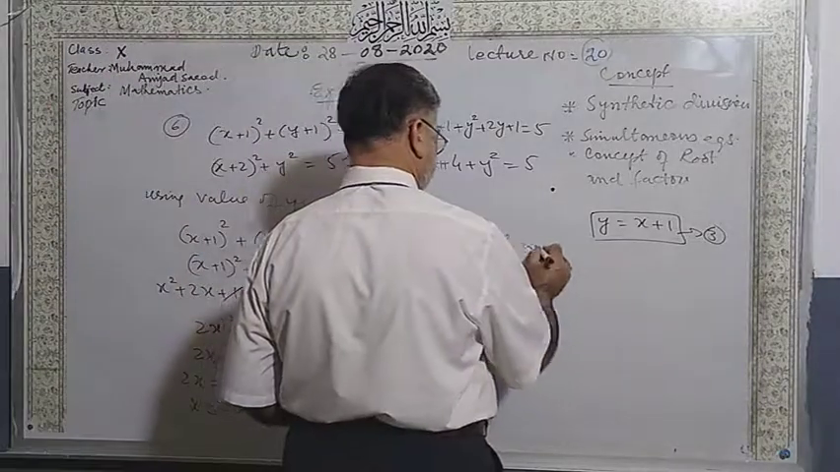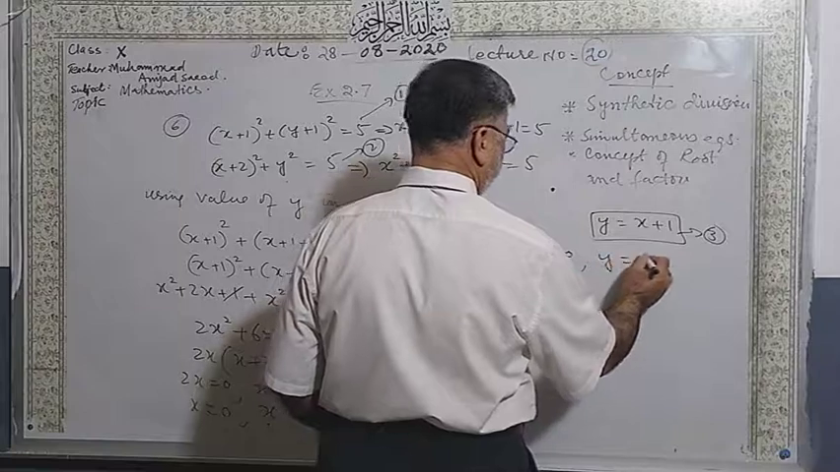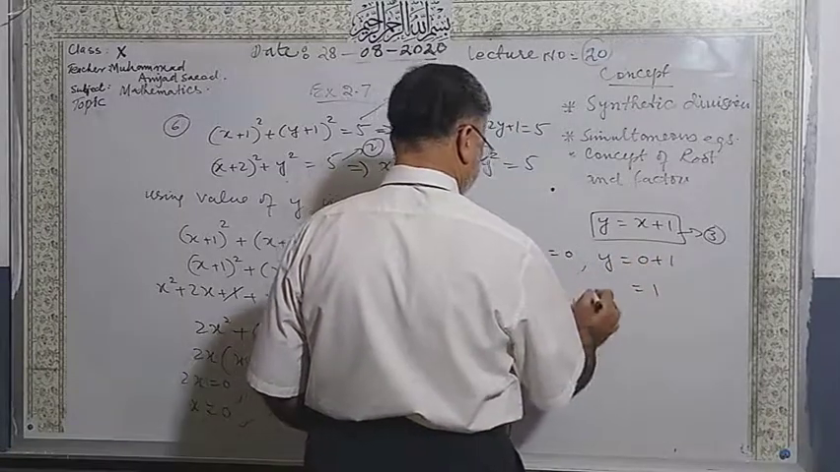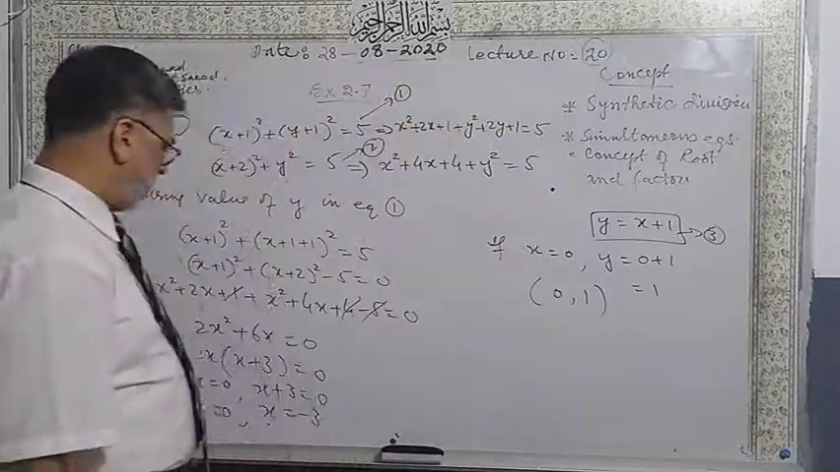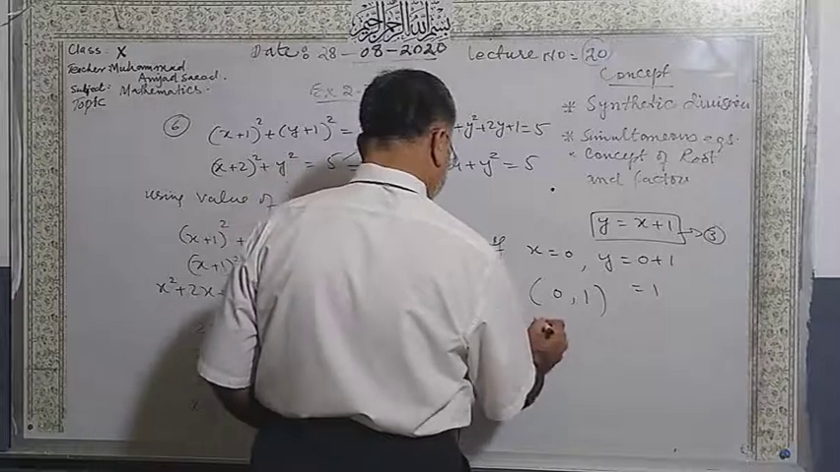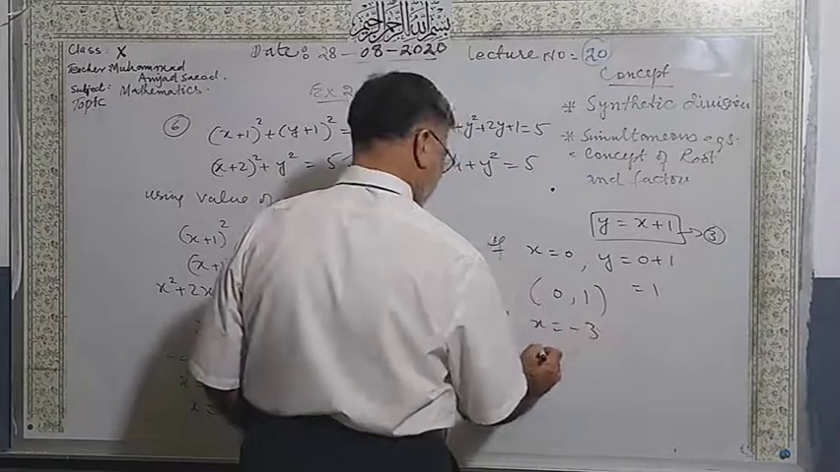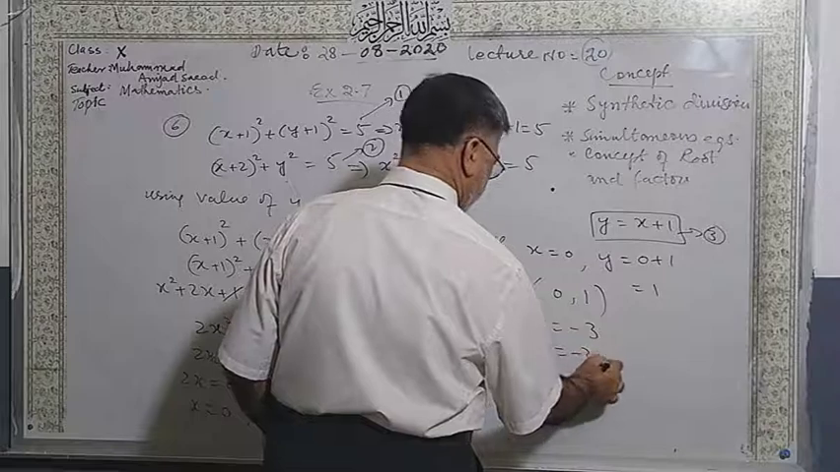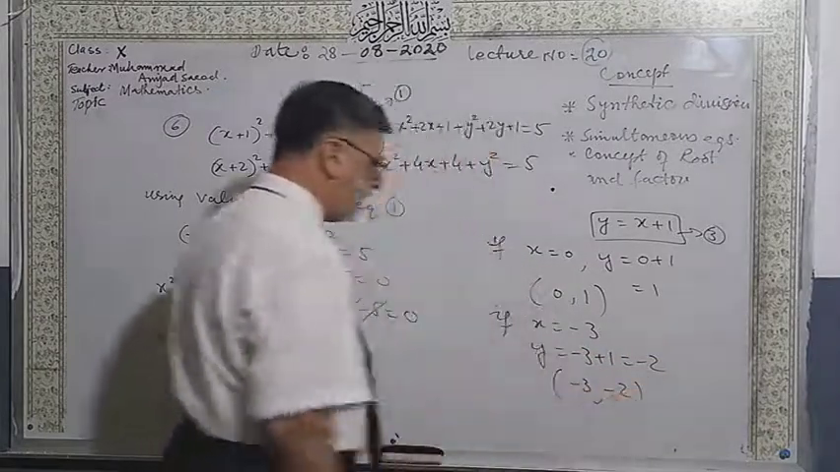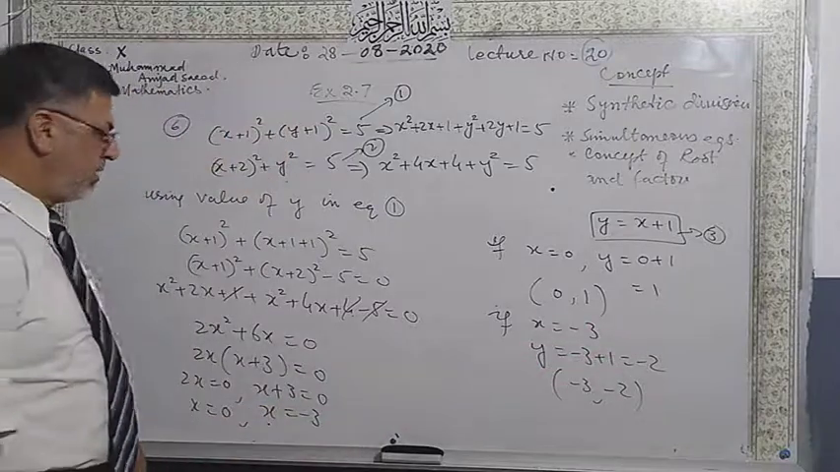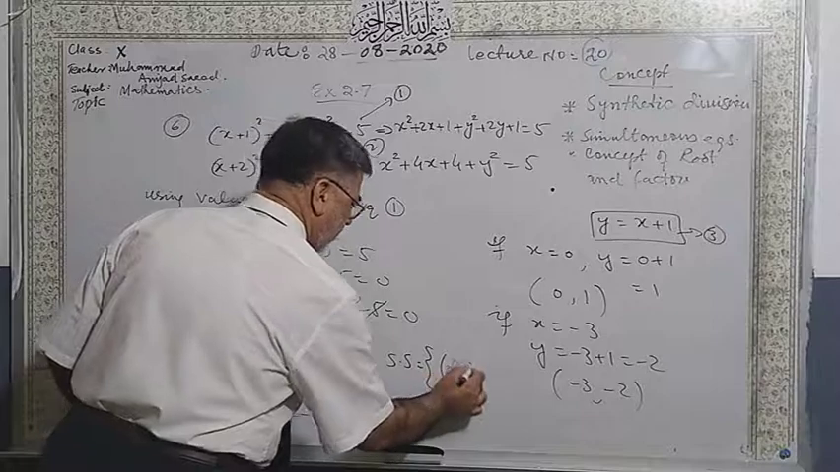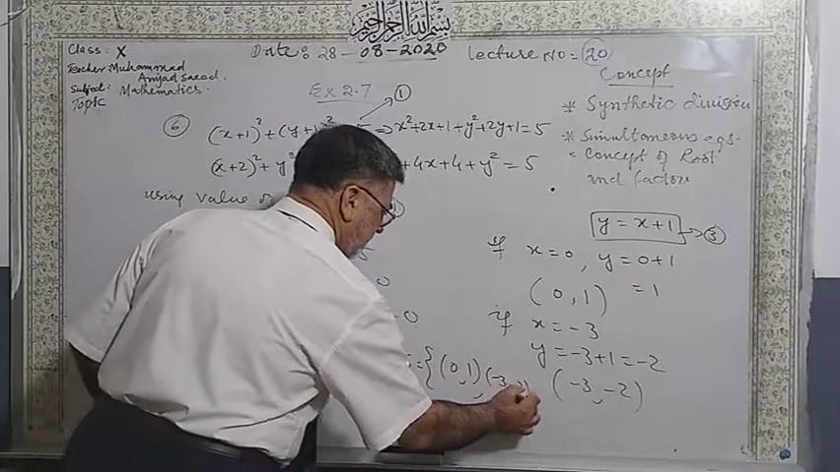If x is equal to 0, y is equal to 0 plus 1, that is 1. So your first point in the answer is (0, 1). If x is equal to minus 3, y is equal to minus 3 plus 1, is minus 2. Second point is (minus 3, minus 2). Your solution set of this question is (0, 1), (minus 3, minus 2).